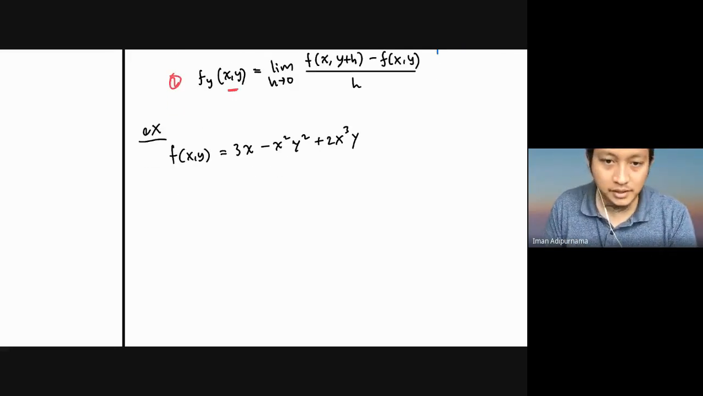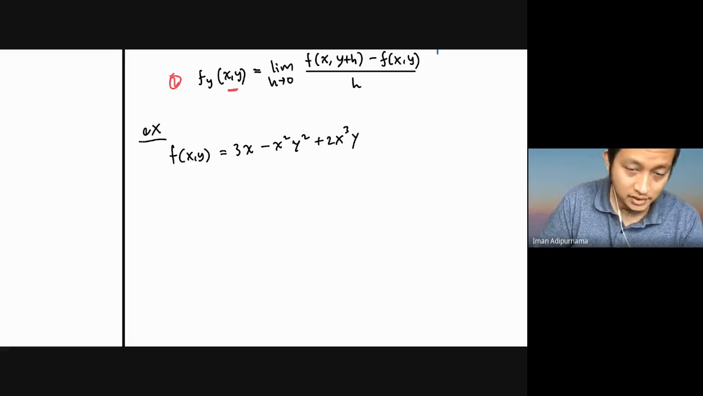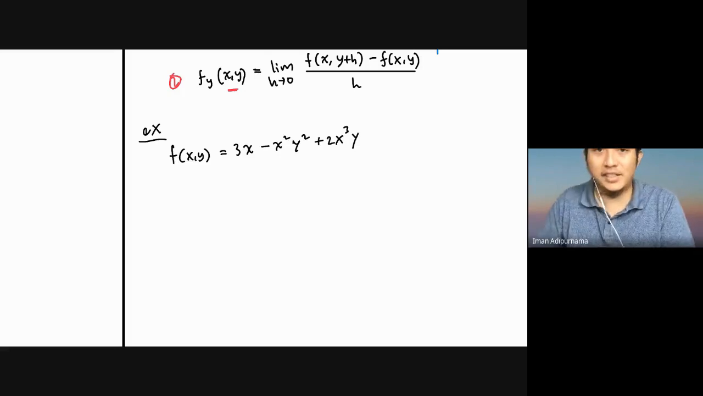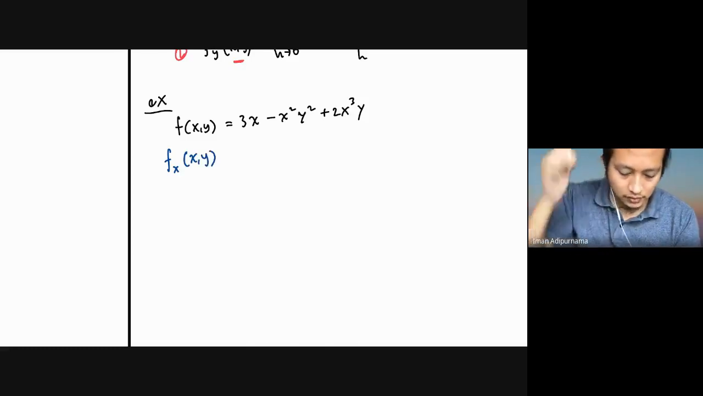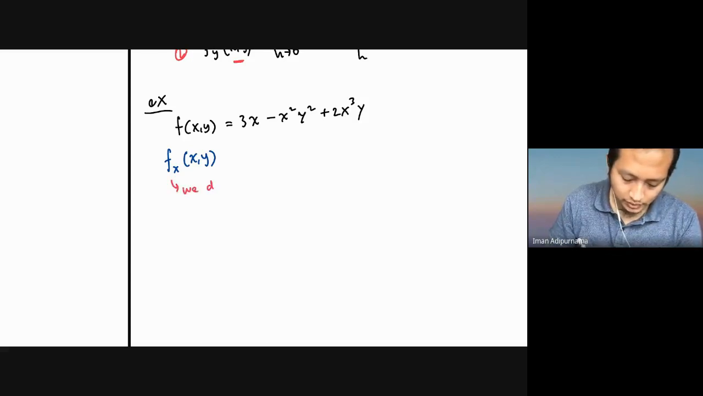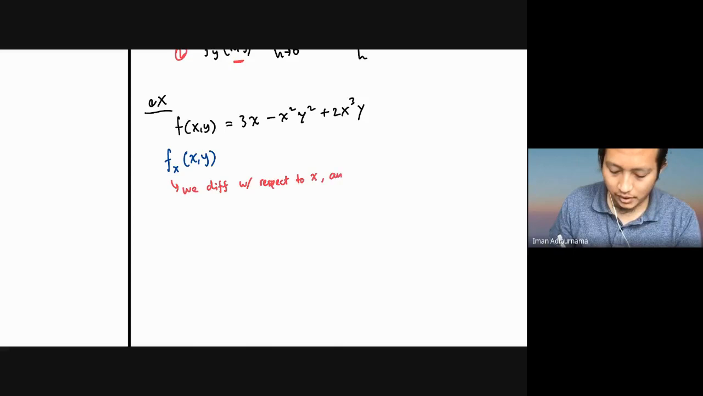So it's similar to implicit differentiation, but the difference is we now explicitly differentiate with x and differentiate explicitly with y. That's a little bit different. In implicit, we still differentiate with respect to x, but we also differentiate y as dy dx, right? But here we differentiate with x and also y. So let's write, so if I write this, this means we differentiate with respect to x and treat y as a constant.